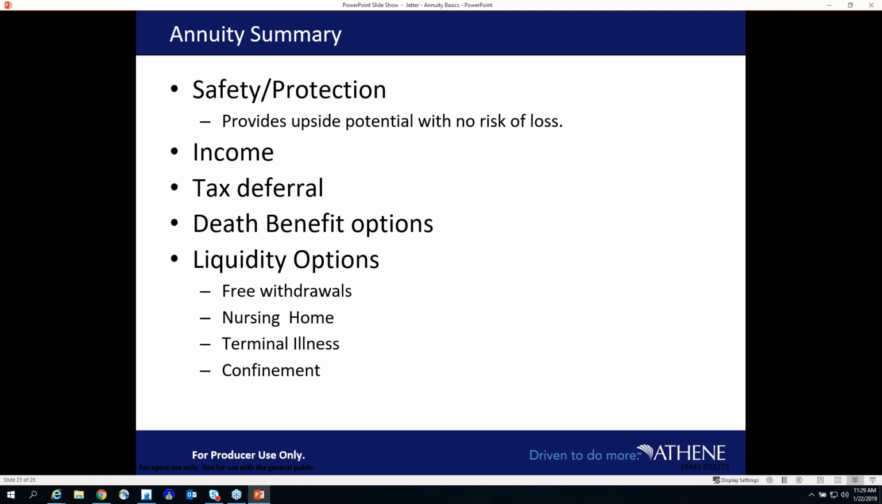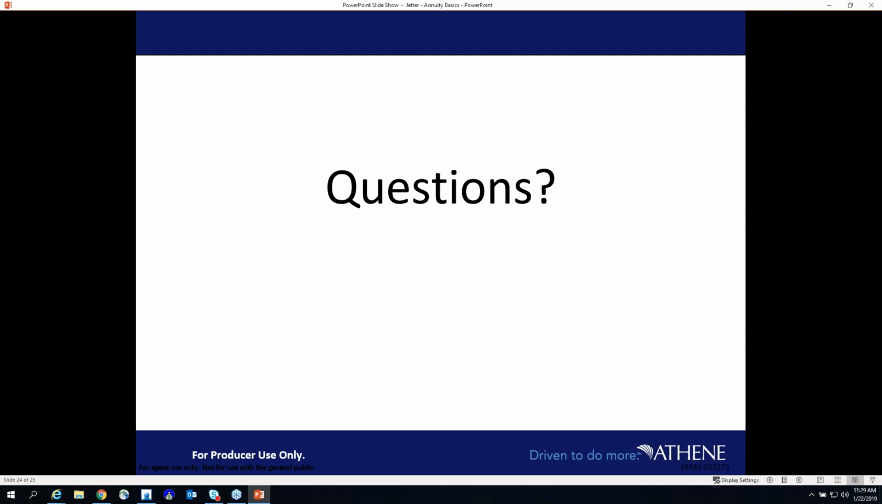Again, these are going to vary, folks, depending on the specific contract. And then we offer a lot of different liquidity features as well. We also have the riders on there for free withdrawals, nursing home, terminal illness waivers, confinement waivers, all available on the different annuities we have here.